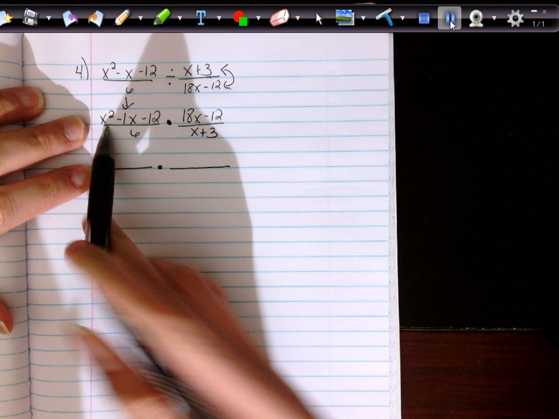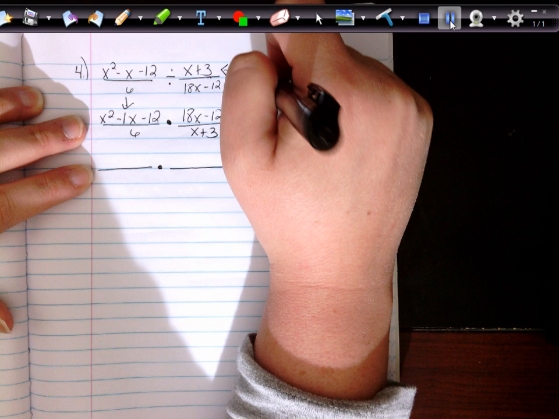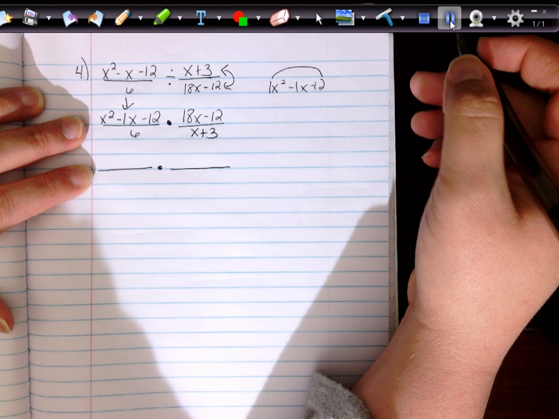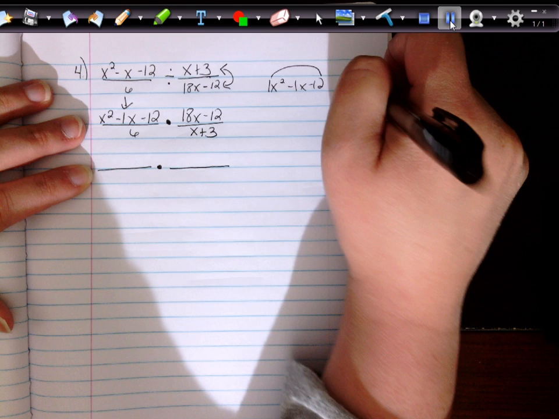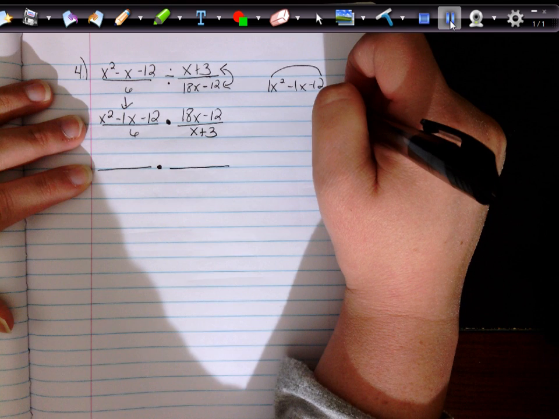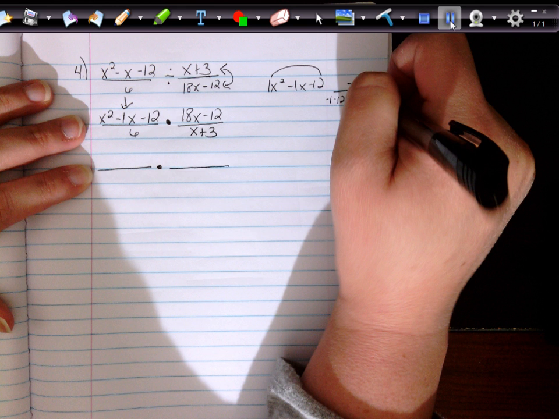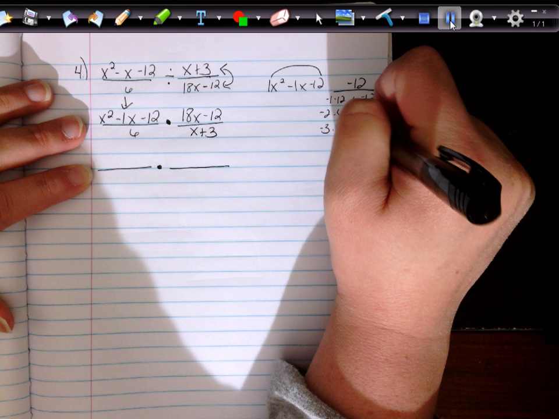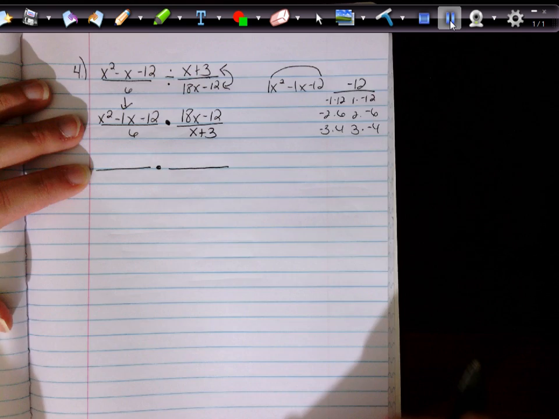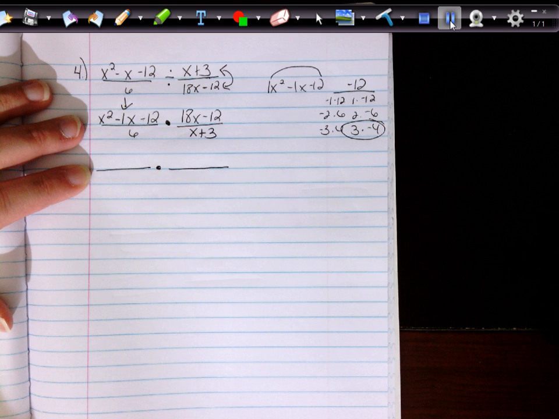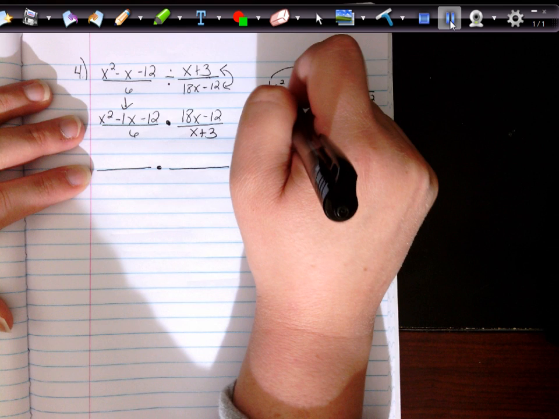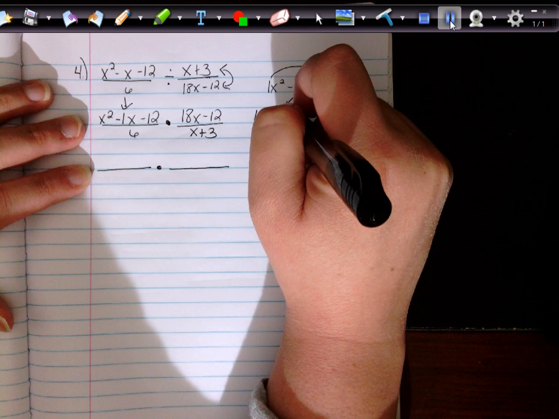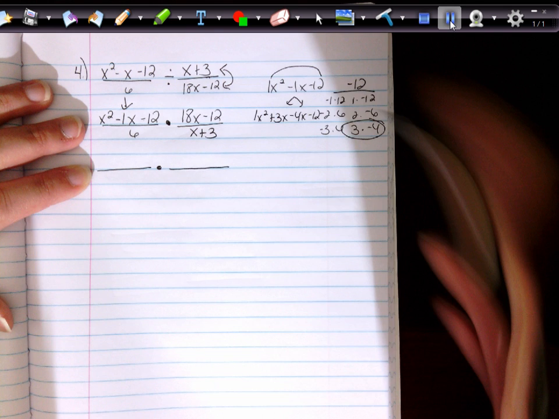It's a trinomial, so I'm going to come over here and factor that. I'm going to multiply my first and my last, and I get negative 12. Again, list my factors: negative 1 and 12, 1 and negative 12, negative 2 and 6, 2 and negative 6, negative 3 and 4, and 3 and negative 4. And I'm looking for the one that's going to add to a negative 1. So that's a positive 3 and a negative 4. So I'm going to split this up, and I'm going to bring down my 1x squared plus 3x minus 4x minus 12.